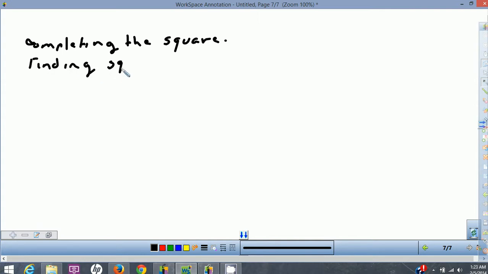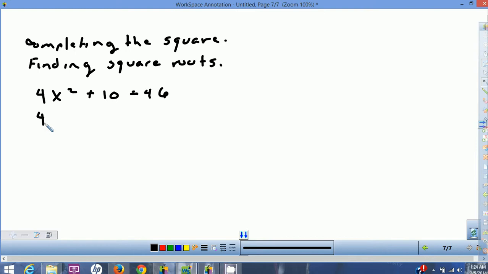If we are given a simple quadratic that doesn't have an x term all by itself, doesn't have a 2x or a 3x in it, let's say we have 4x squared plus 10 is equal to 46. This problem is fairly simple to solve. It's fairly easy to find the roots of our quadratic, to find our x-intercepts, because we can simply isolate the x squared term. To do that, we're going to subtract 10 from both sides. That gives us 4x squared equals 36.